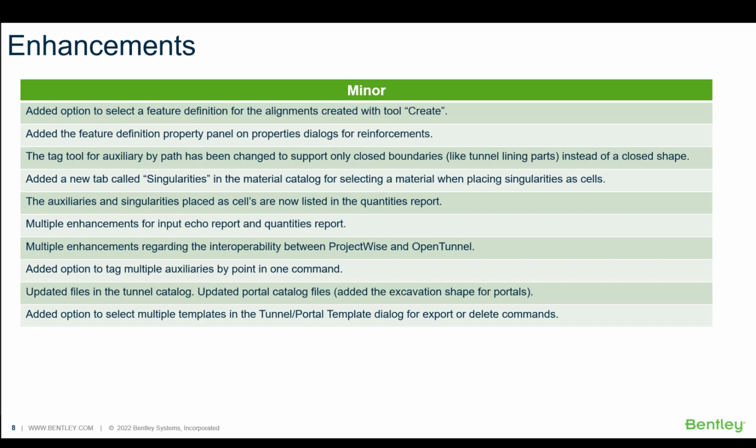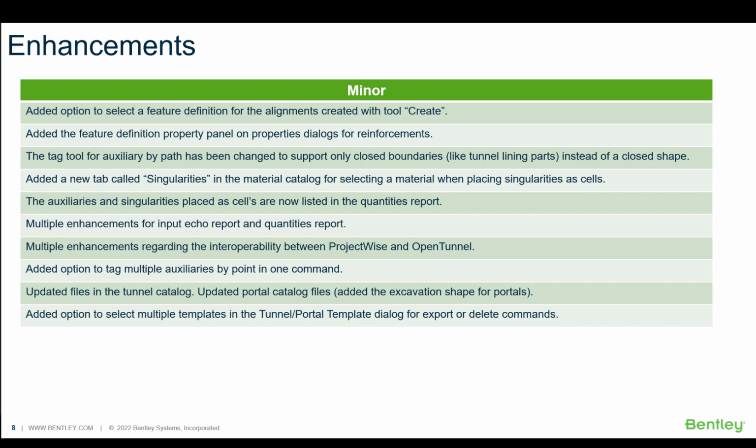There are numbers of minor enhancements in 2022 Release 2 version as well. The first one is the added option to select a feature definition for the alignments created with the tool create. Then there is added the feature definition property panel on properties dialogs for reinforcements. There is the tag tool for auxiliary by path has been changed to support only closed boundaries instead of a closed shape.